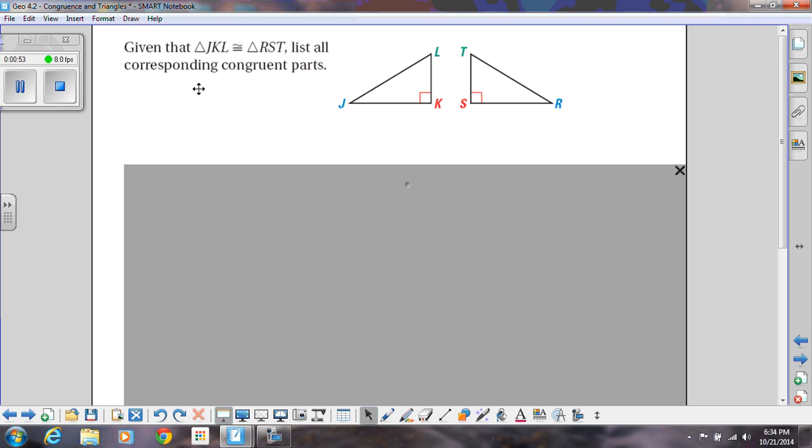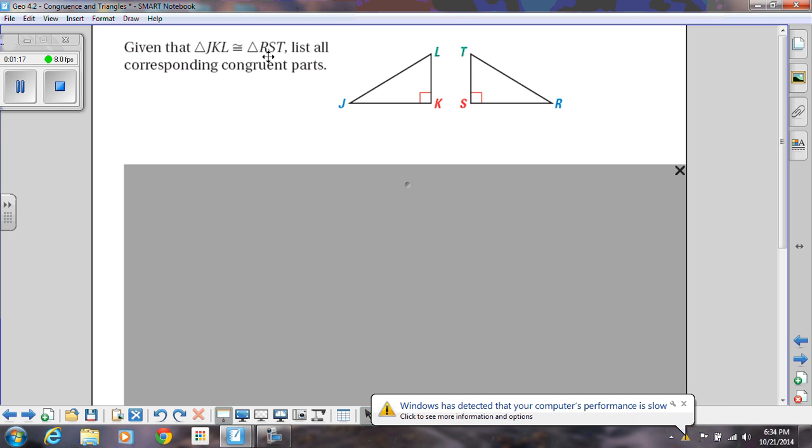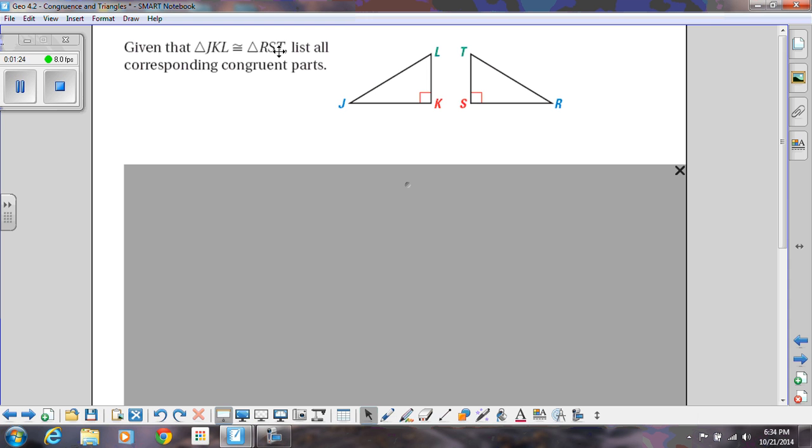So in this problem, we are given that these triangles are congruent. They tell us that they are. And notice that they gave us a specific order. So JKL is congruent to RST. Since J and R are the first letters in each triangle statement, then those are the angles that are congruent to each other. Notice that J and R are both blue. And then K and S are both in the middle, and so those are going to be congruent to each other. Notice that they are also both the right angles in their triangle. And then L and T are both congruent because those are the last letters listed. So those are congruent to each other.